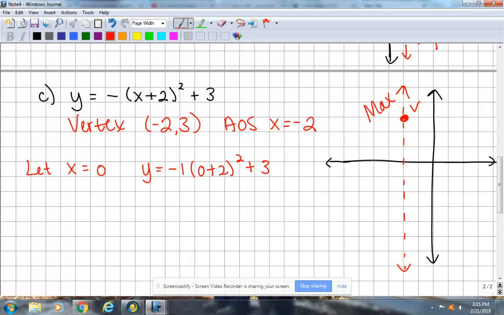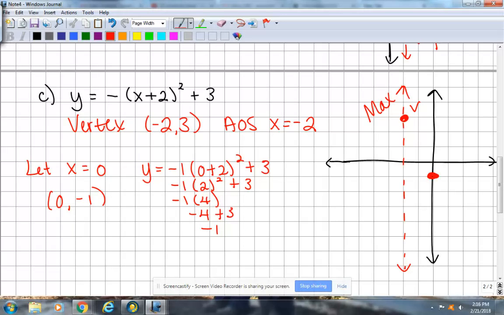So order of operation, what do I do first? Parentheses, what's 0 plus 2? So negative 1 times 3. Then what do I do? 2 squared is what? 4. And what's negative 1 times 4? Negative 4 plus 3 equals what? Negative 1. So 0, negative 1 is a point on my parabola. And there it is.